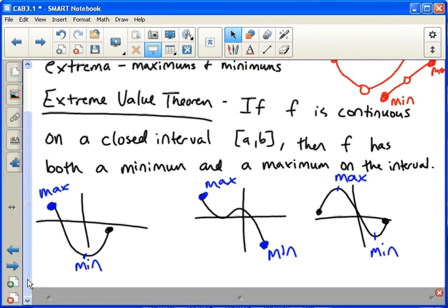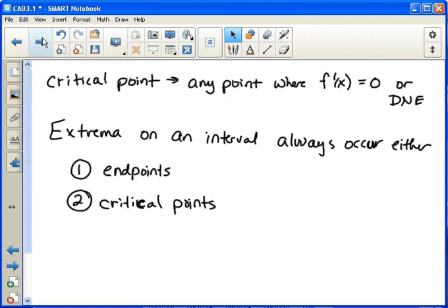If you look, maxes and mins happen in one of two places. They either happen on endpoints, which I'll mark in red, or they can happen where the derivative or the slope is equal to 0. If you look, I marked in green the three places where the derivative equals 0. So maxes and mins happen in one of two places. They either happen at endpoints or what we're going to call critical points. And critical points are any points where the derivative equals 0 or does not exist.